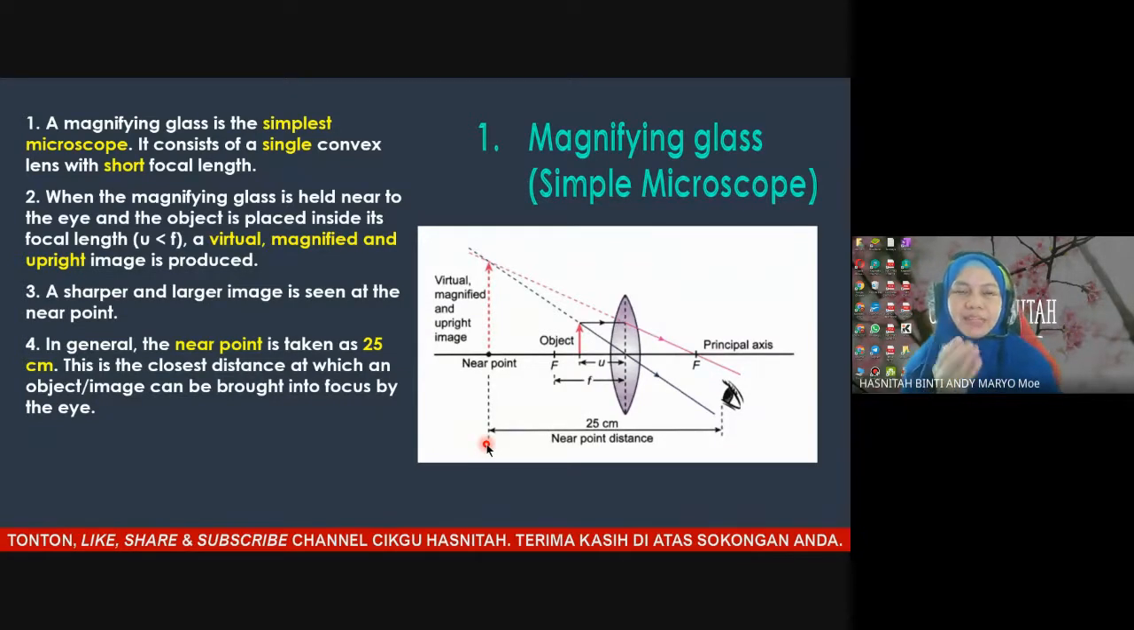Okay, so you biasa nampak orang kan mereka guna magnifying glass, they adjust the position until they get a finest image. Or to test this 25 centimeter away, you can test with your book as well. Okay, you can bring your book.